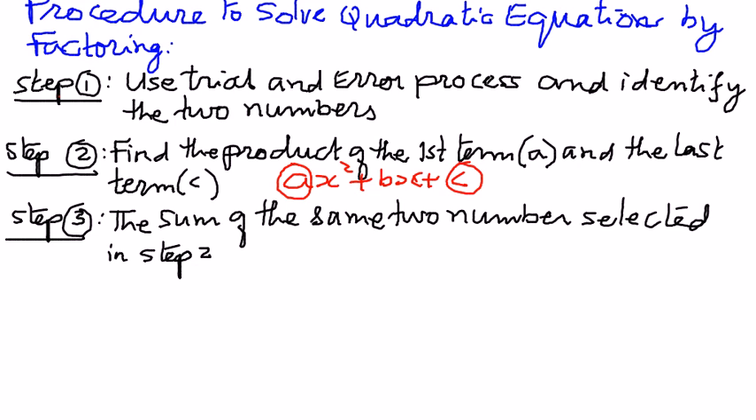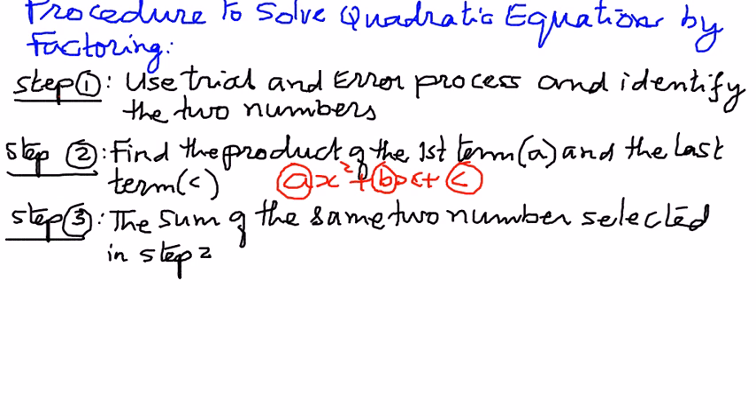The step number 3. The sum of the same two numbers which we have selected in step number 2 should equal the middle term b. That is this middle term b. Okay. We want to then identify those two numbers, and then once we identify those two numbers, in step number 5 we're going to say expand the middle term using the two numbers. The middle term is b. We will expand the middle term using these two numbers.